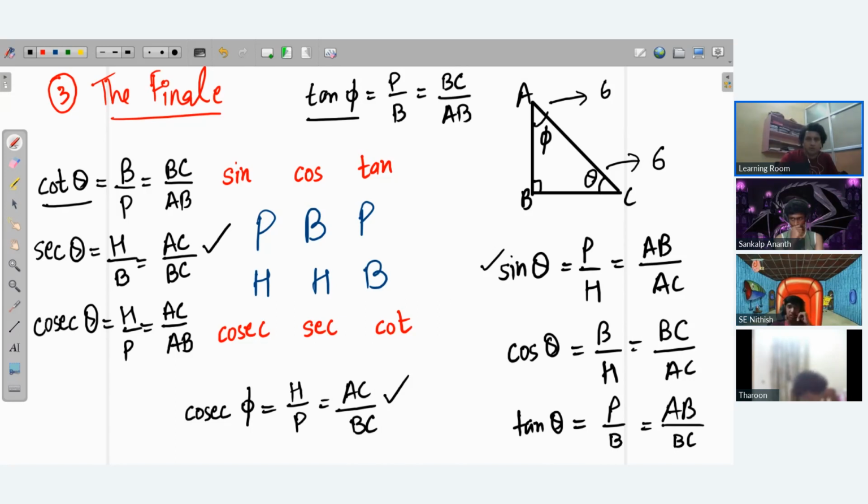Nitish, tomorrow is also a full day, right? Yeah, but no books needed, I think. Tomorrow is full day practice, right? They could have told us.